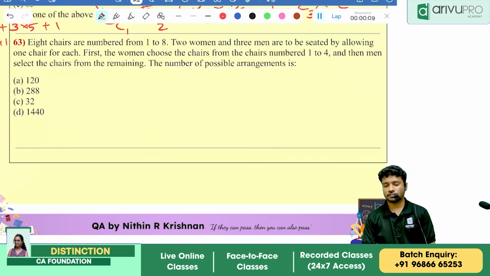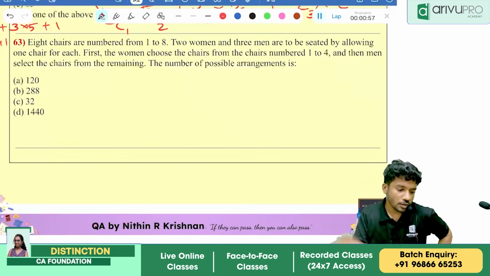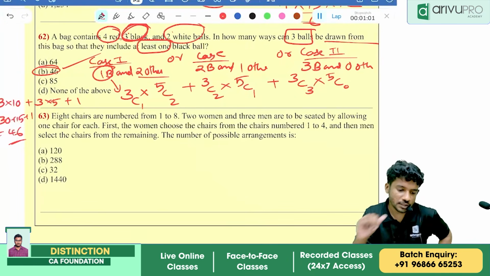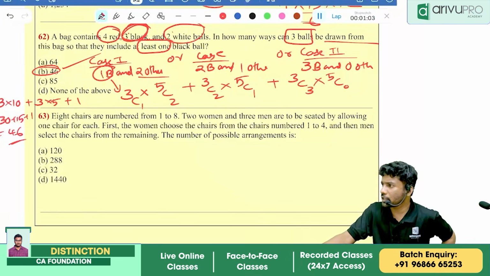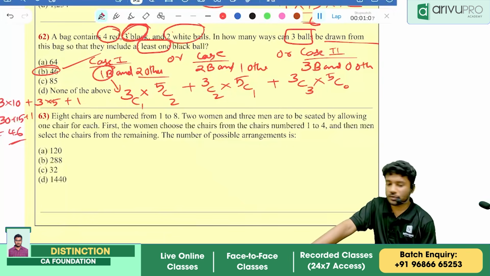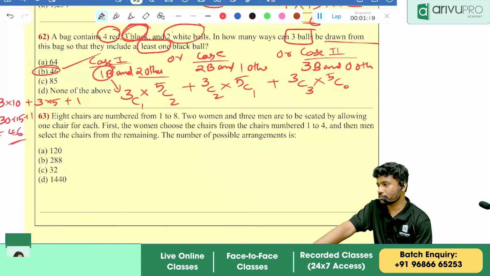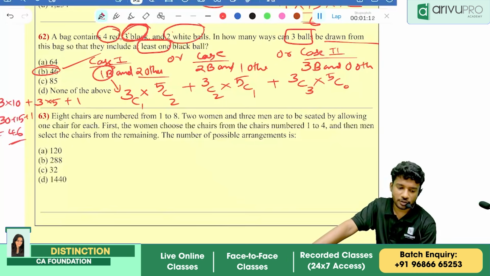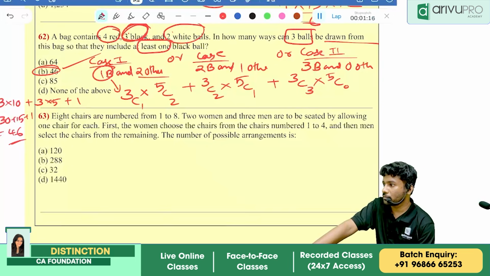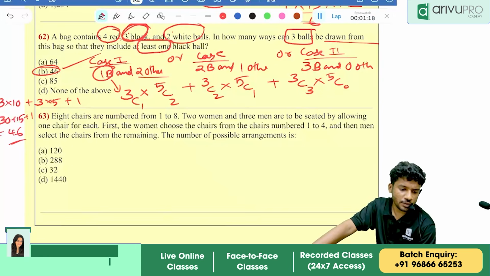Please do, people. Remaining balls are what? No, it's not remaining 6. 5 only, right? 3 black balls and 2 white. That is 5. It's not about the remaining, it's about the other color. 5 is 4 plus 2.